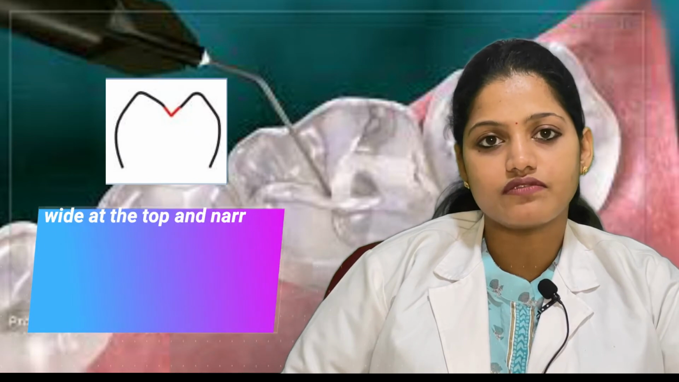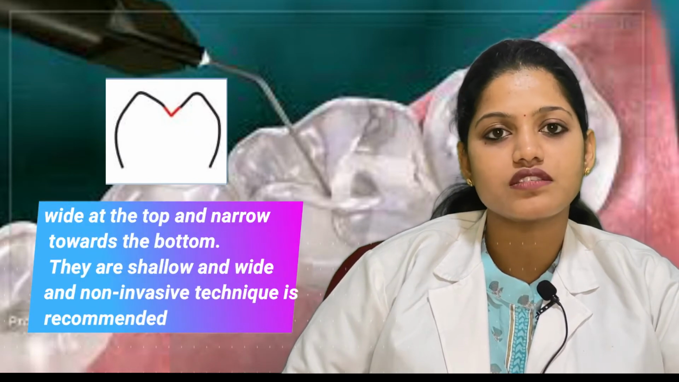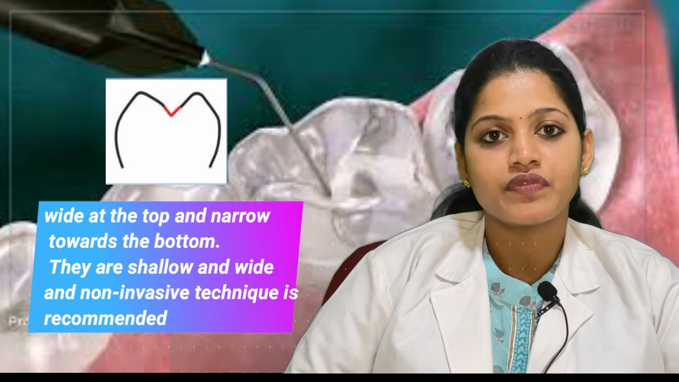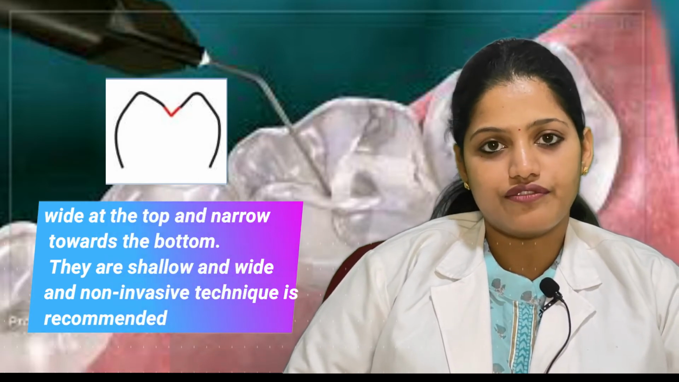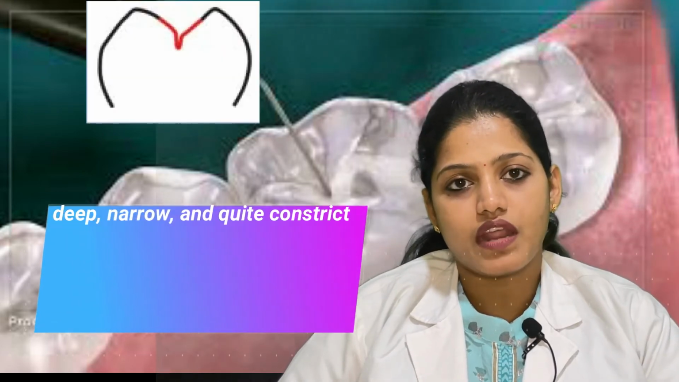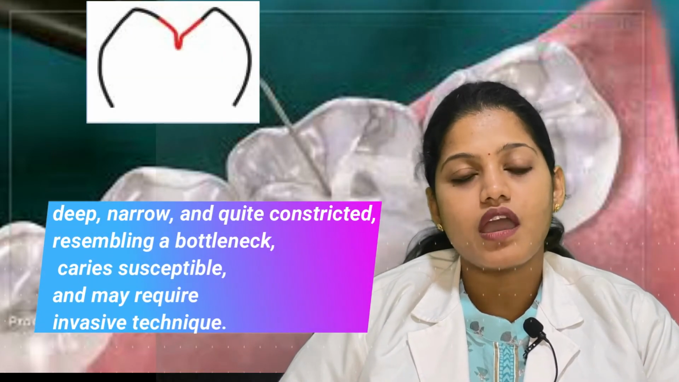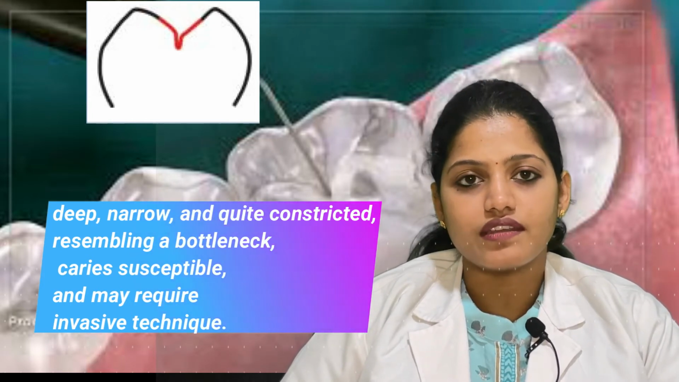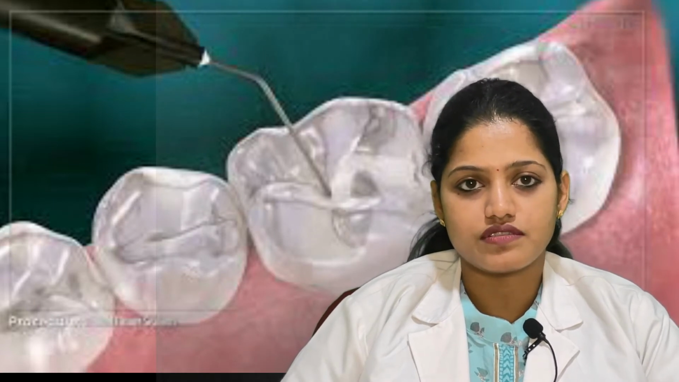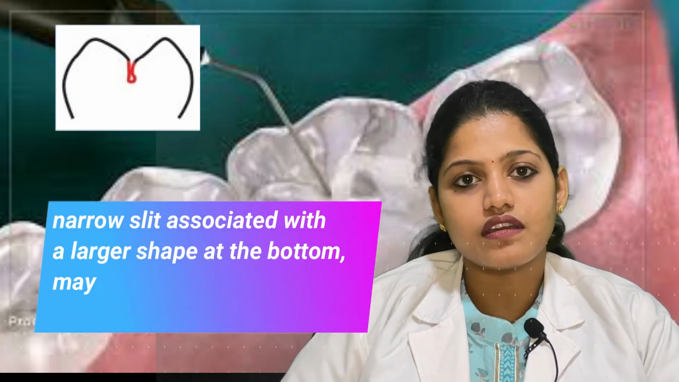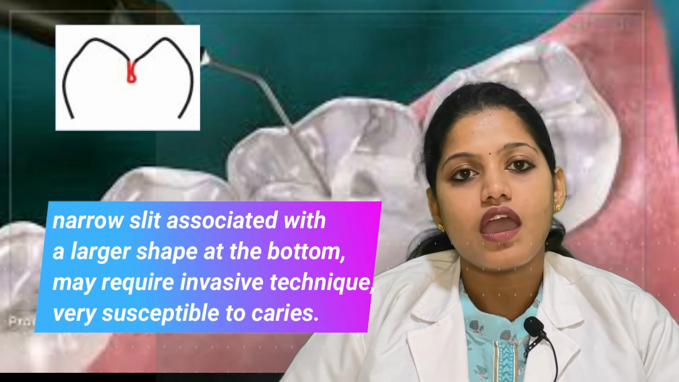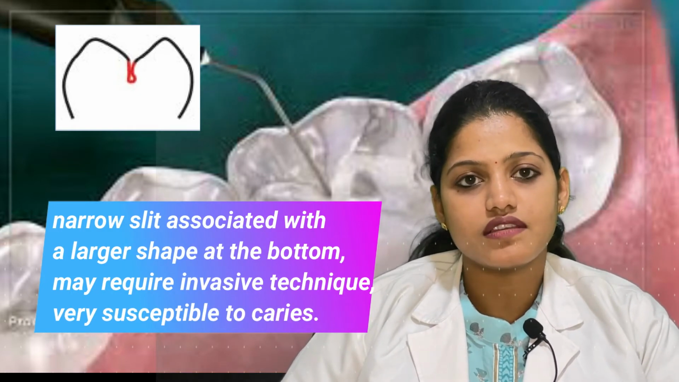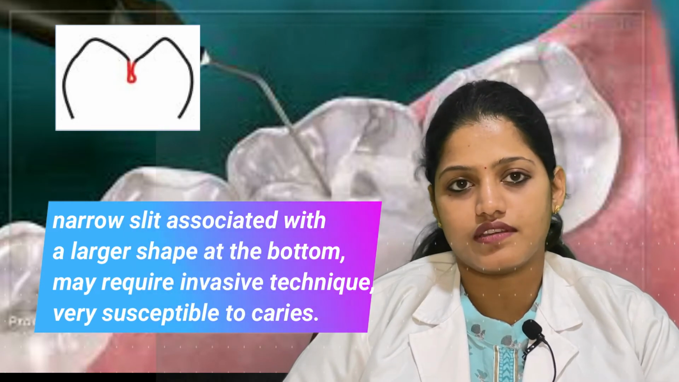Similar to U type, for V type also we recommend a non-invasive technique since it is caries resistant because it is wide at the top and narrow at the bottom. Both U and V are different, but they require similar procedures. I type is deep, narrow and quite constricted at the bottom, and it resembles a bottleneck. It is more susceptible to caries, hence it requires only invasive procedures. IK type is a slit which has a large shape at the bottom, and it is very susceptible to caries, and hence it requires an invasive technique.